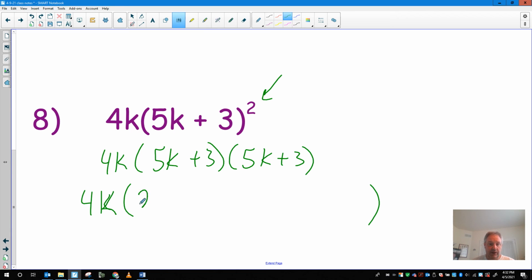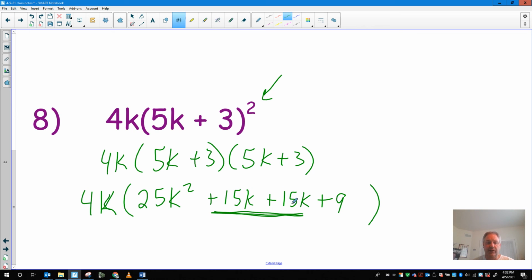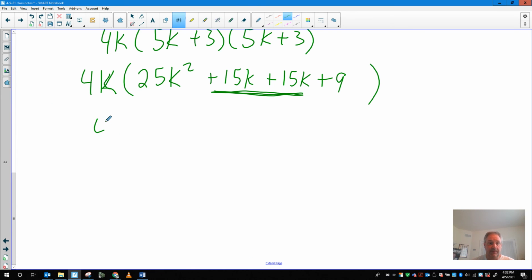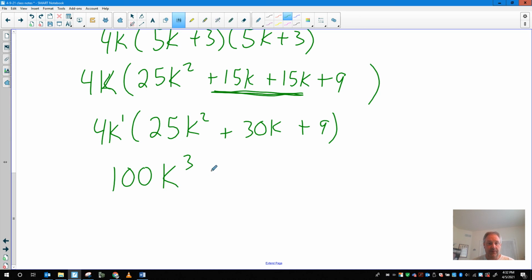Again, I'll just FOIL twice. I'll just FOIL here, so that would give me 25k squared plus 15k plus another 15k plus 9. Oh, the more you do this, you'll start to see where that 2 comes from. Oh, so I have 2 of the same thing. So sometimes you'll pick it up real quickly, and sometimes if you do it a few times like this, you'll see where the formula comes from. So I'll combine my like terms. Now I'll distribute. Again, this is a 1, so I just add my exponents. So I get 100k to the third plus 120k to the second plus 36k.